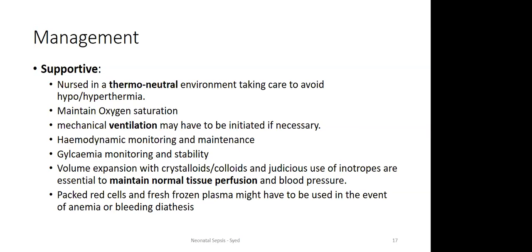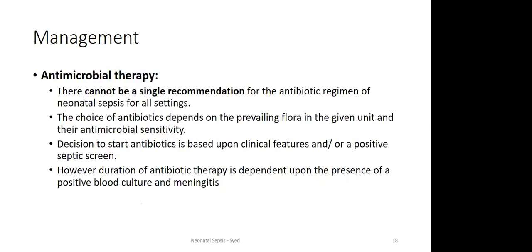Make sure to maintain thermoregulation and oxygen saturation, ventilate if need be, and then hemodynamic monitoring, sugar monitoring, volume expansion if the patient is in shock, and then PRBC. Remember, I've mentioned that the newborn marrow is very sensitive. It's very fragile. So any sepsis can actually lead to marrow failure. So they have a lower threshold for transfusion compared to older children.